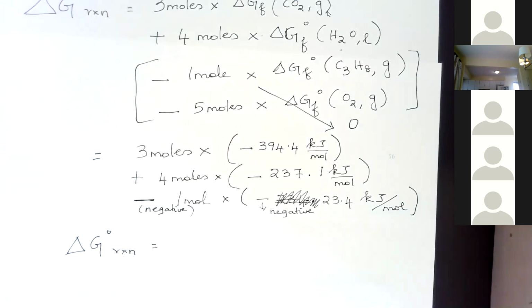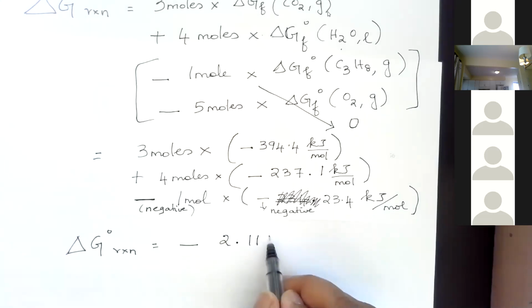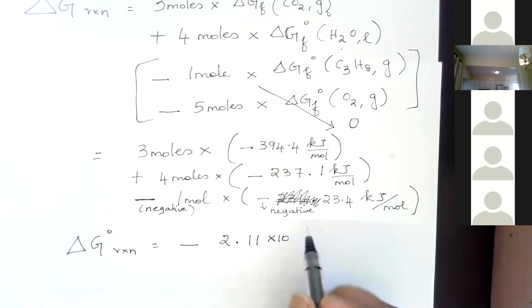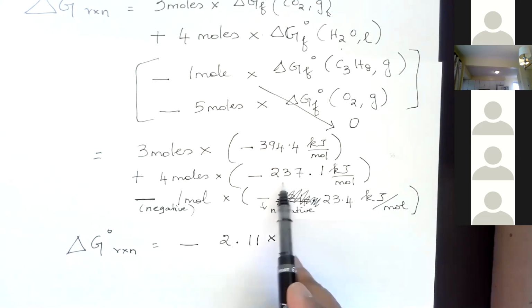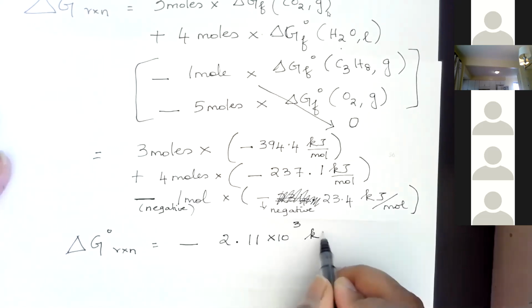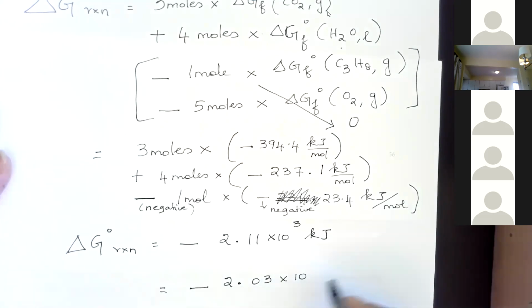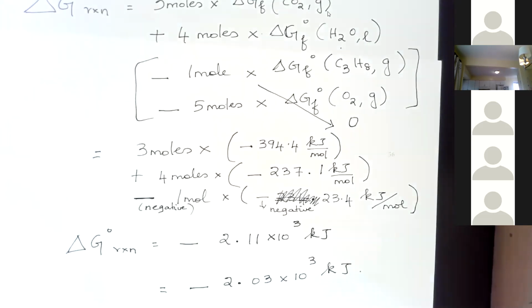I got negative 2.11 times 10 to the third kilojoules. 294.4 to 71.1. What did you say? 2.11 times 10 power 3? Yes, ma'am. Now I have 2.03 times 10 power 3 kilojoules. So it's okay because we both have the same numbers. That's why I was trying to see if I wrote everything down correctly.